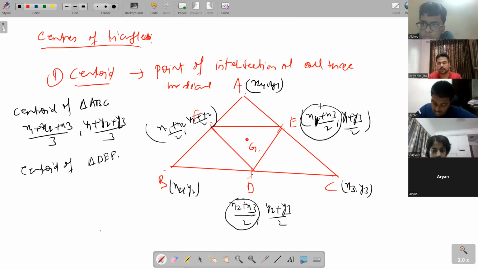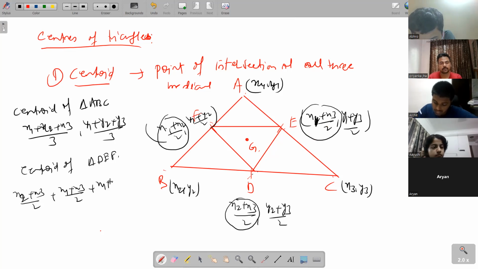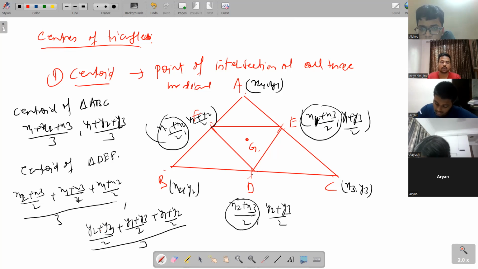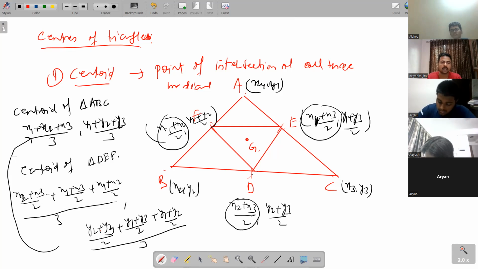How do you find it? x1 plus x2 plus x3 by 3, so now you can see this plus this plus this by 3, and the same is the case with y as well. Now, if you solve this, you can see that 2 will be taken out and we have 2 times x2, 2 times x1, 2 times x3. So the 2 cancels and you will get the same thing. So both triangles will have the same centroid. Understood?